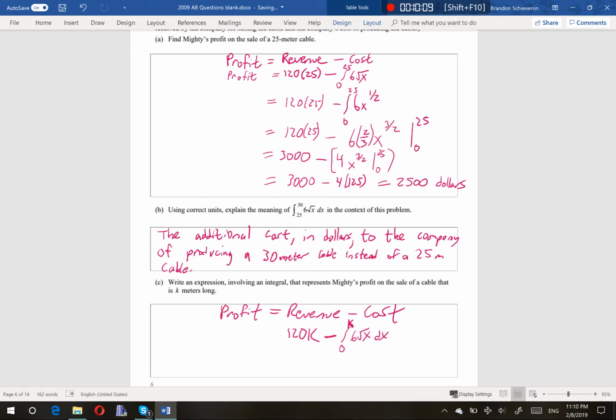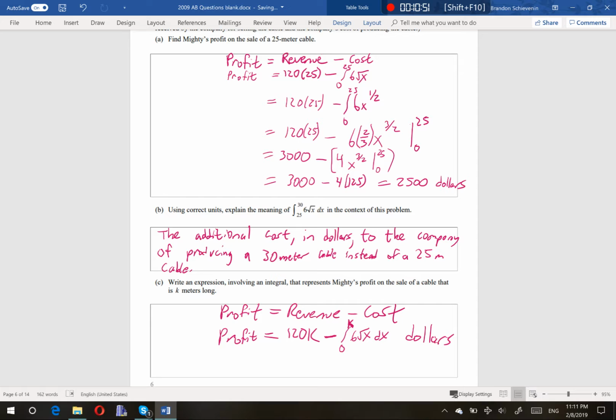Okay, it's okay that this part is in terms of x, because when I plug in k for my upper bound, this will become k. So our general form is our profit is equal to 120k minus the integral from 0 to k of 6 root x dx. What are my units? Dollars. Actually, just dollars. 6 root k was in dollars per meter, but we've integrated it in terms of our length. So now I just have dollars left. Any questions on part C?